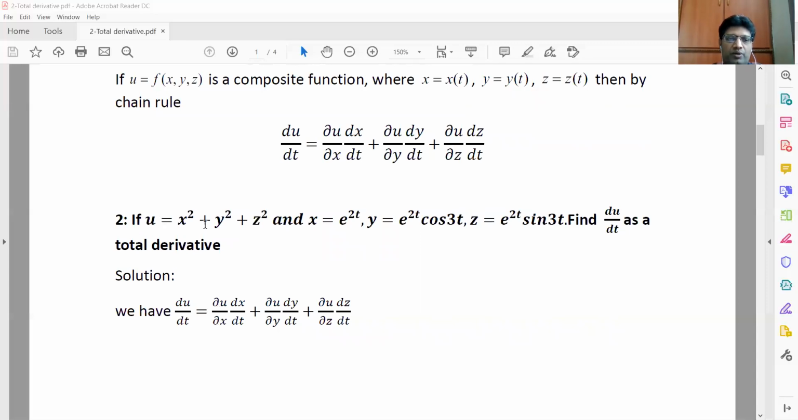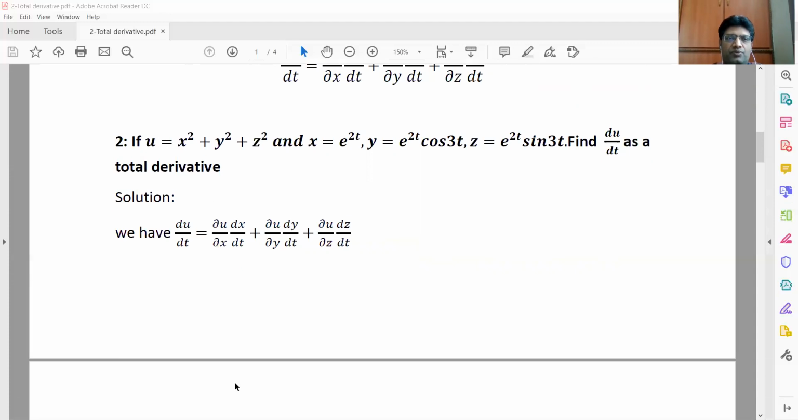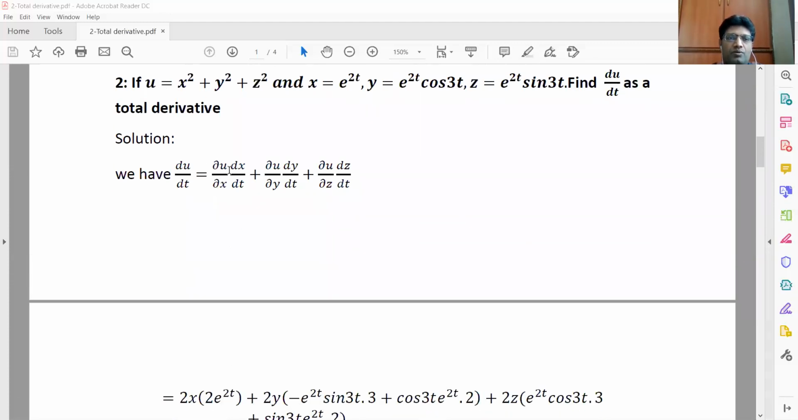What is ∂u/∂x? It is 2x. So if you see here, ∂u/∂x is 2x. Next, dx/dt is e^(2t) into 2, plus ∂u/∂y is 2y.